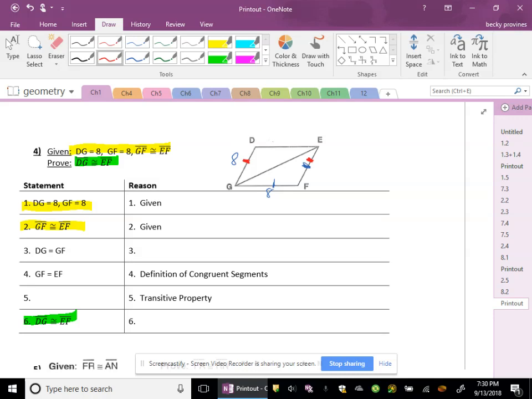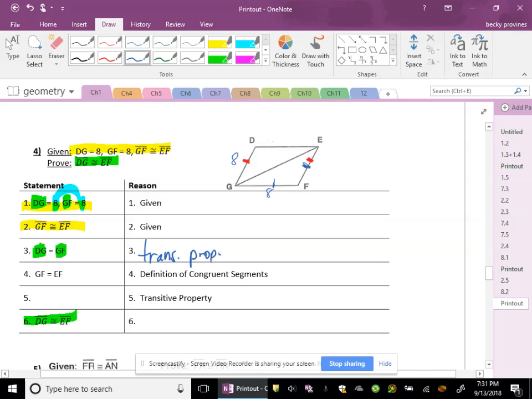For step number 3, look back at previous steps. Do you see something that will help you? DG? Yes. GF? Yes. Are they equal to the same thing? Yes. What property is it? It is the transitive property.